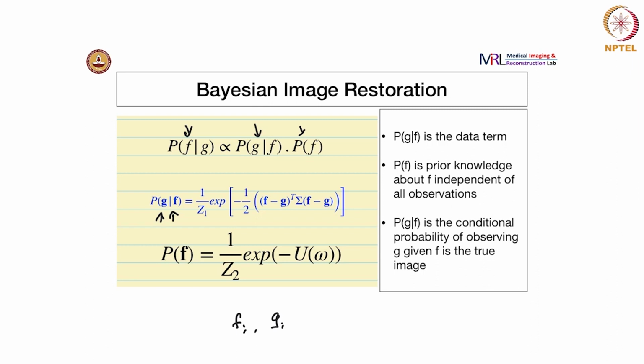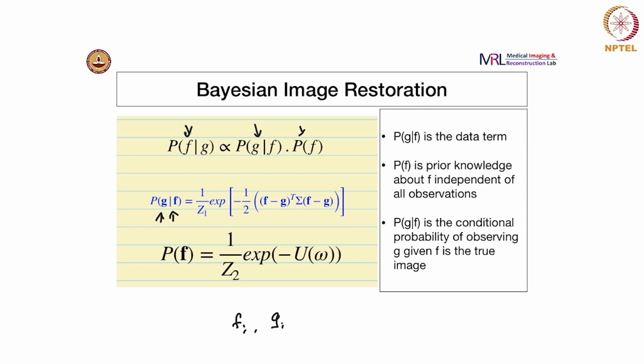p of f is the prior knowledge about f independent of the observation g. So this is not something that g is giving. This p of f is something that you are imposing. For instance, it has to be smooth, etc. Okay. So this is the general framework for Bayesian image registration.